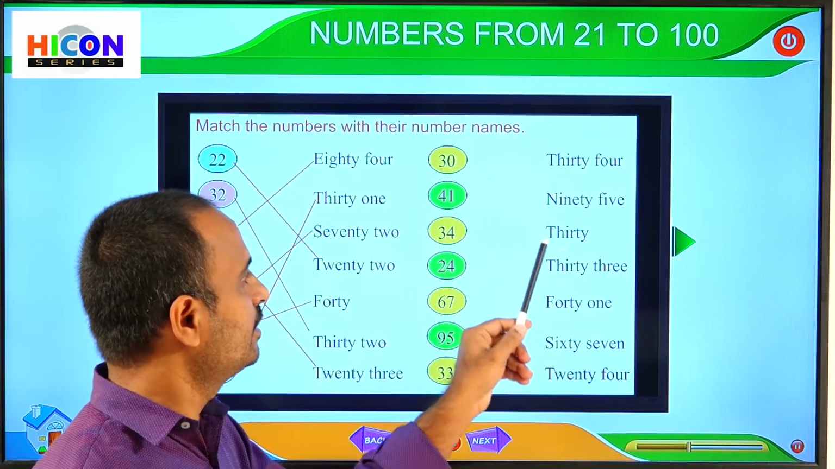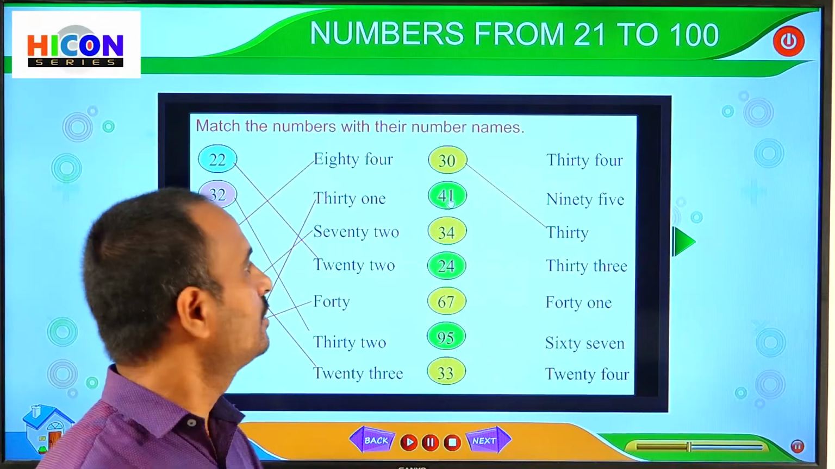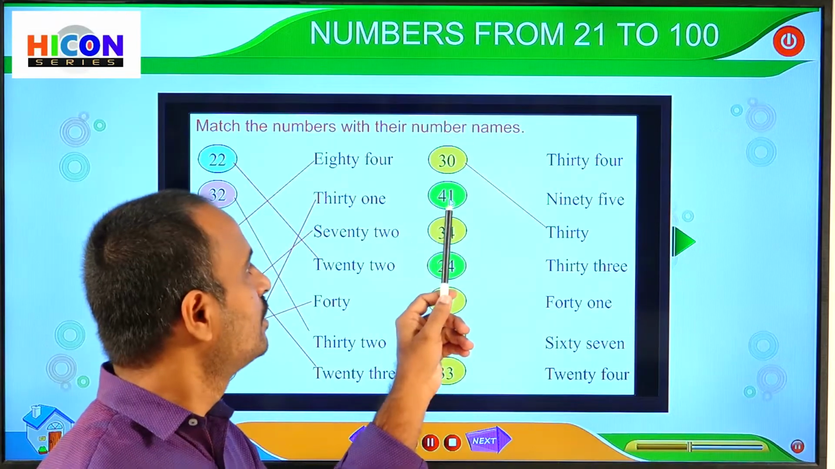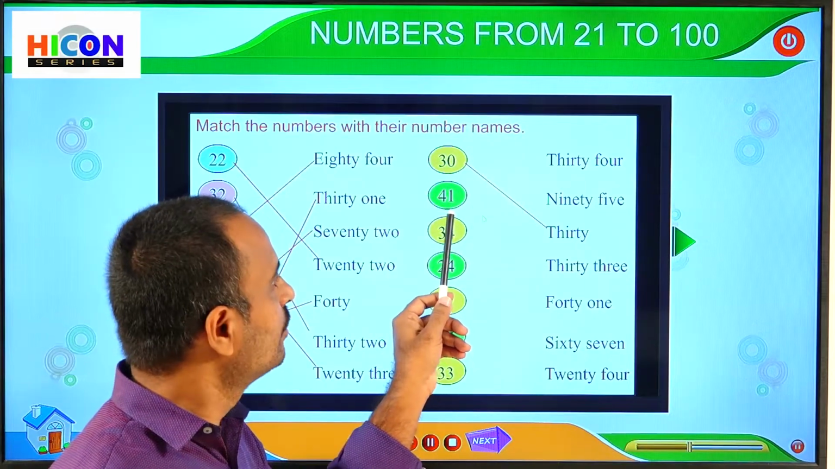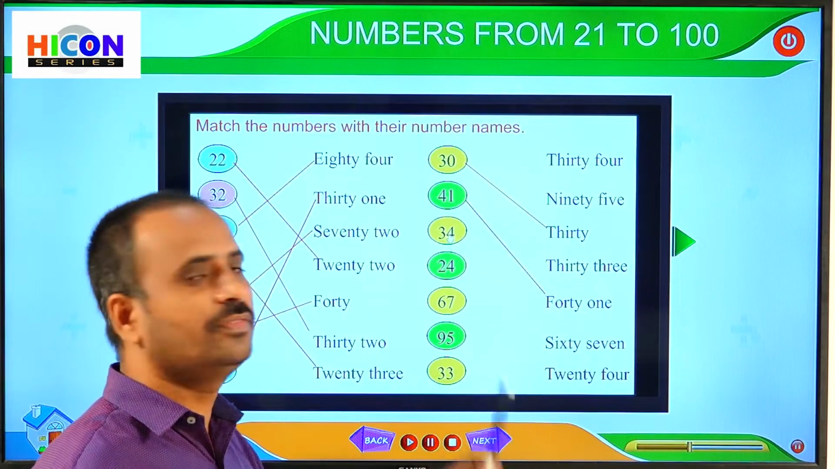So where is 30 here? Children, see the third one. Here is the 30. So match this number with 30. See the next number. This is 41. 41 can be read as 41. So where is 41? So see the children. This is 40. So match this with 41.